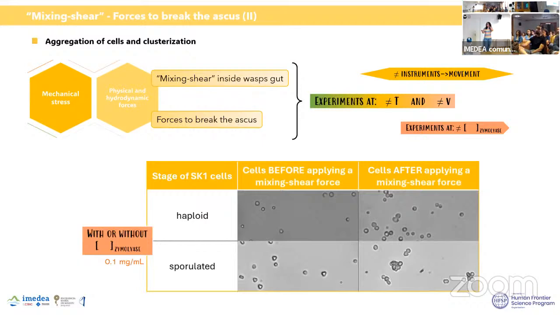So, just a few images to show you that, for example, here we have the two types, haploid and sporulated cells, and you can see here the cells before applying the mixing shear force, separated from each other. And then when we started to do some cycles, we can see that clusterization is starting between them, okay? This is a good thing because we think that the closer the cells are, the better for mating, because Saccharomyces cerevisiae is a non-motile cell. So they need some movement just to get closer and then mate.